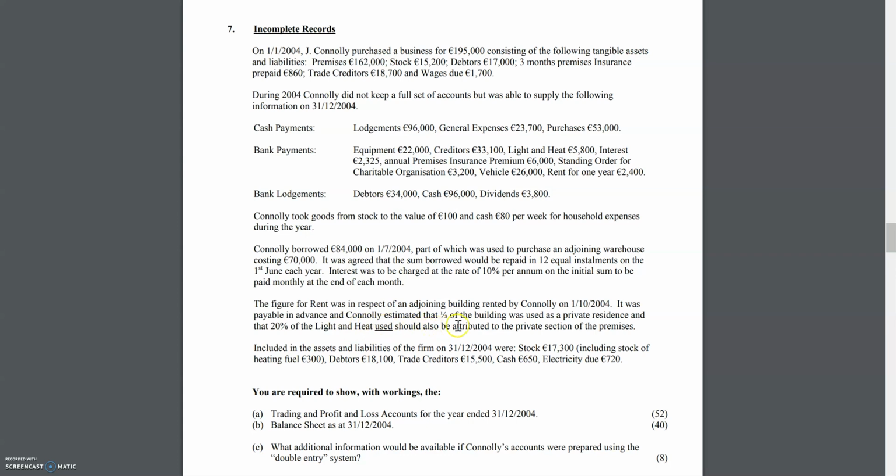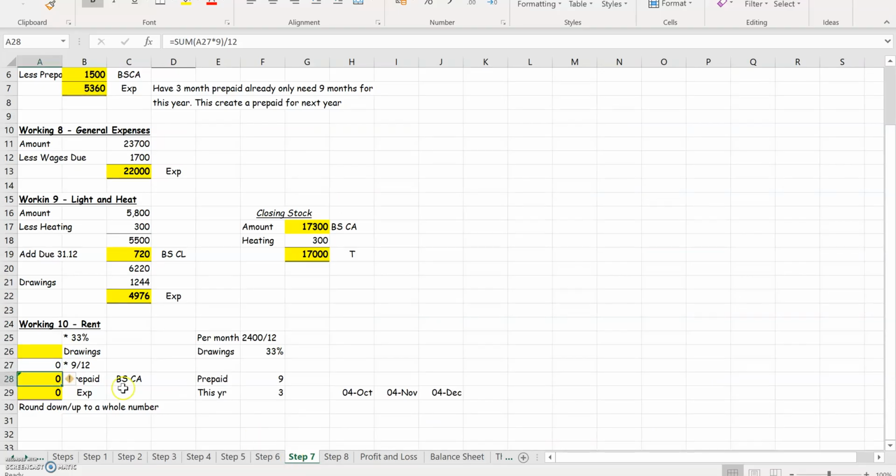And Connolly estimated a quarter of the building was used for private residence. So the amount we got for rent is 2,400. First thing we're going to do is find out how much of that 2,400 was for private residence, and that's going to be for drawings. And then we're going to calculate the expense and the prepaid on the figure that's left. So let's have a look.